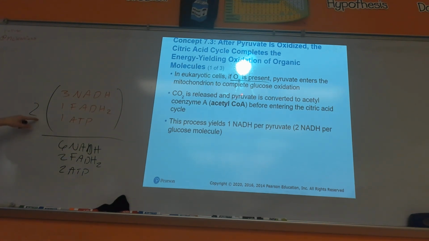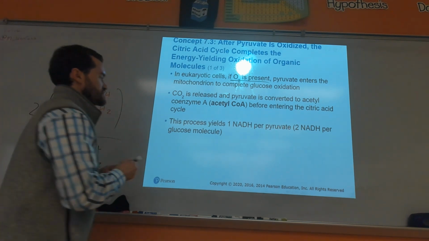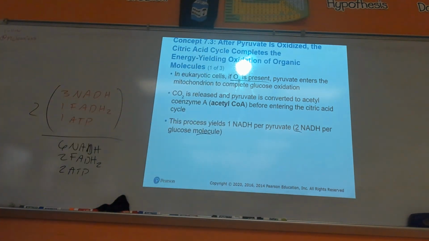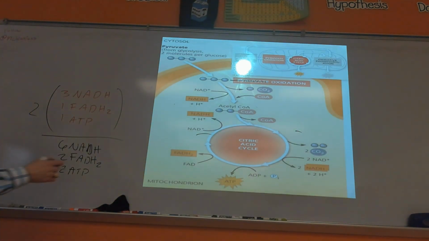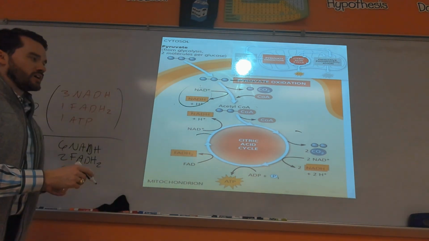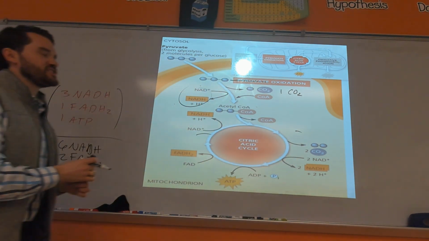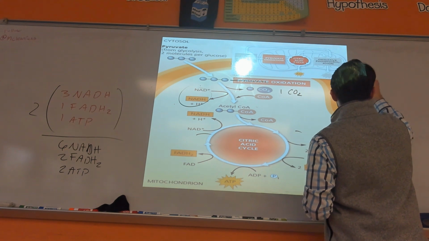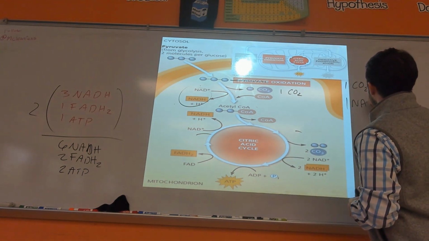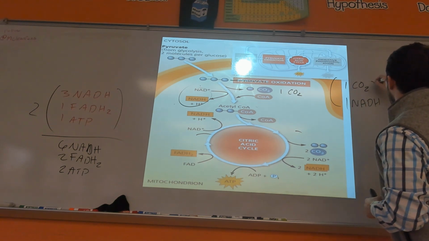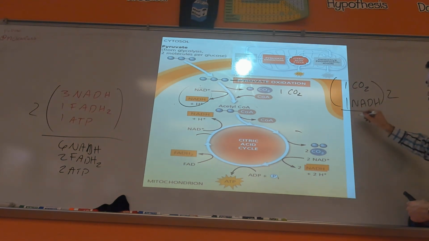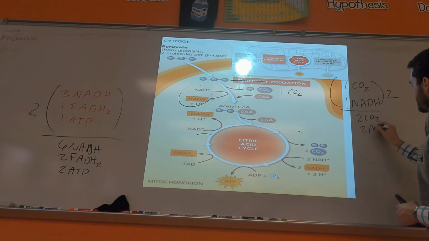CO2 is released. Pyruvate is converted to acetyl CoA. The acetyl CoA goes in the citric acid cycle, and then we're going to make 1 NADH per pyruvate, so a total of 2 NADHs per molecule. That's what they were saying right here. They're referring to this process. So in pyruvate oxidation, you get out 1 CO2, 1 NADH, and again, this happens twice, so times 2. So you get out 2 CO2s and 2 NADHs.